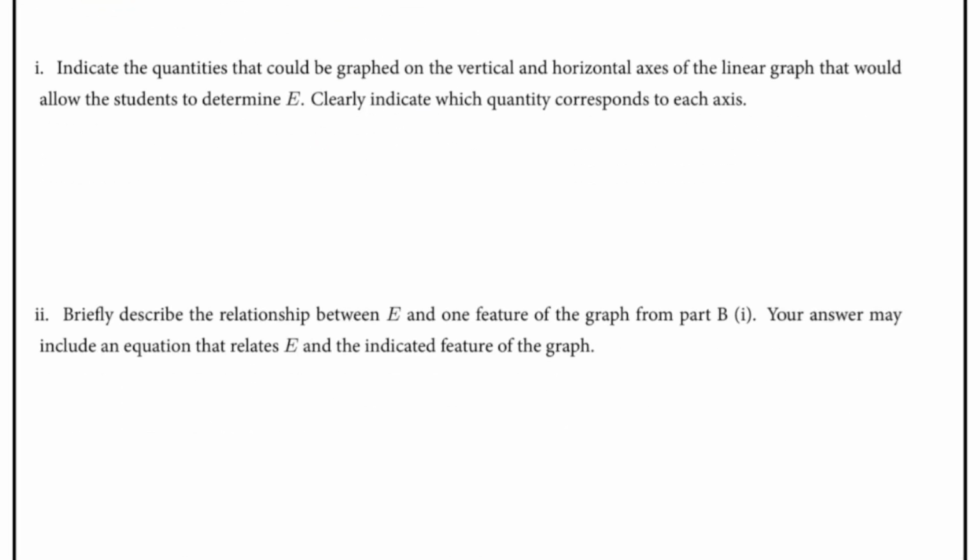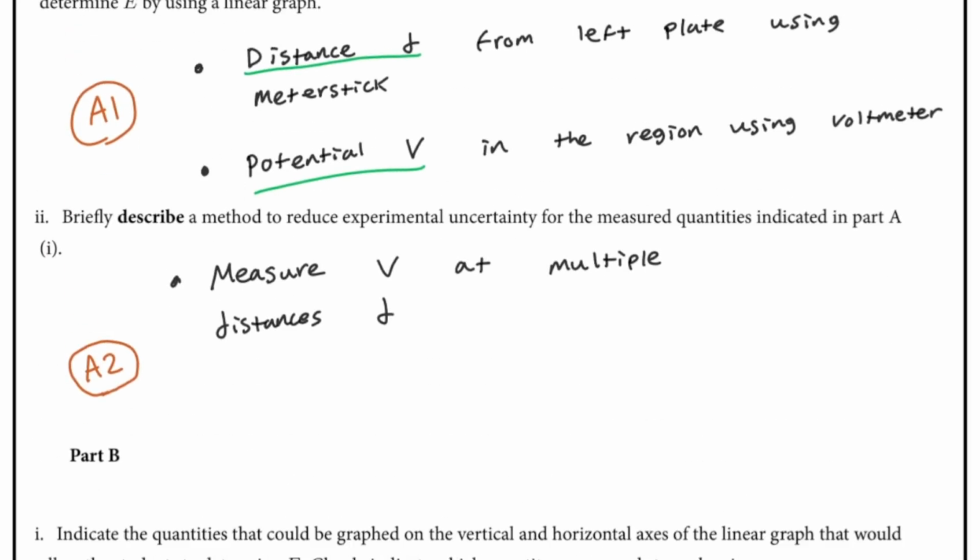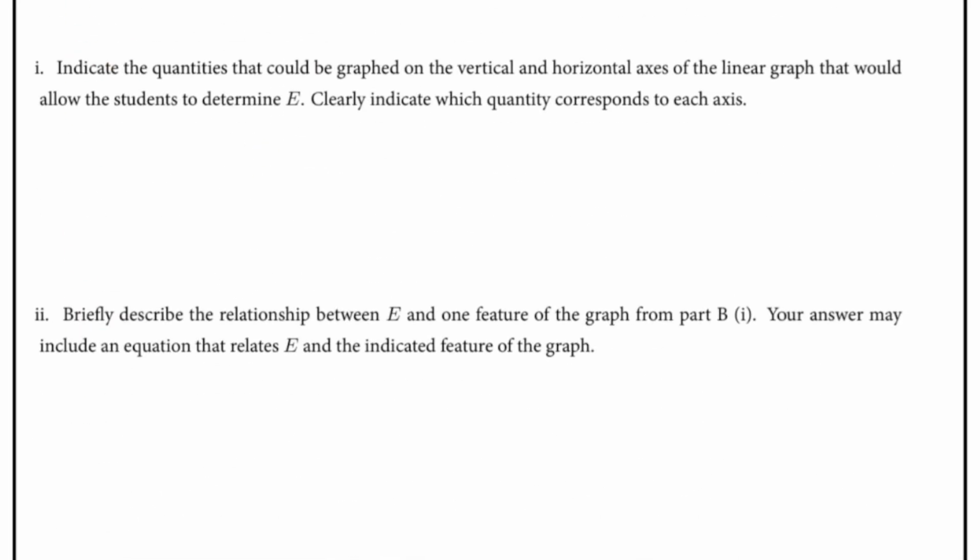Indicate quantities that could be graphed to determine E. This just says what is being graphed. So, of course, we have V and D. The only equation that looks like it works out here is, well, how do we relate voltage and field? We have the equation V equals ED, or in this case, delta V equals ED is the more general result. But due to grounding the plate, one of the V's is 0, so we can actually just take away the delta, although it doesn't really matter.